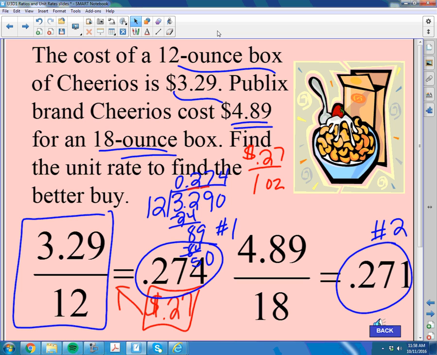This is a better deal because it's cheaper per ounce. But really, you're paying the same amount, unless you were buying massive quantities. Say you're buying like 18 pounds of Cheerios a week. Then it might matter, right?